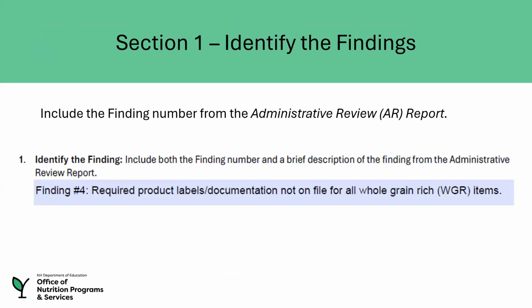So we're going to go through the sections real quick just so you can see them. And I filled in sections with a finding that we could possibly have. So, identify the finding. In this case, they required a product label or documentation because it was not on file for whole grain rich items. You could even copy and paste the finding from the administrative review summary report into this section 1 because it's going to be what the finding is.